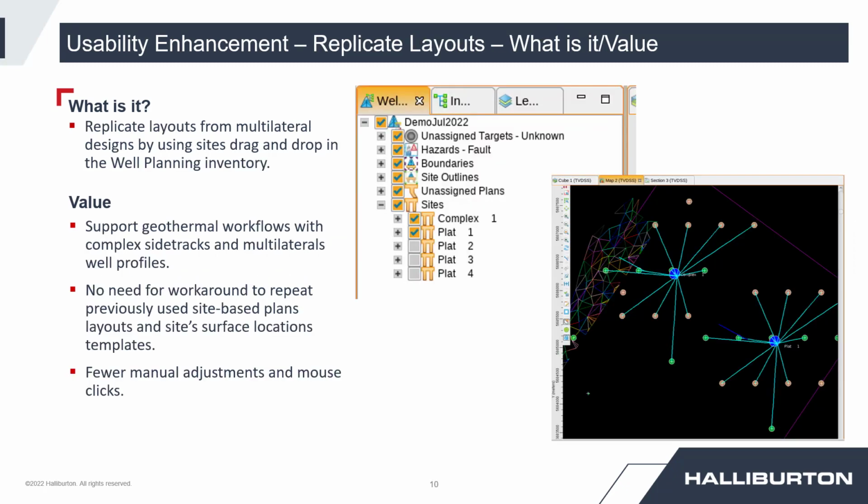The ability to replicate layouts from multilateral designs has been implemented in this version. Users just have to drag and drop plans populated sites into blank sites in the well planning inventory. This new addition supports geothermal workflows with complex site tracks and multilateral well profiles. Also, this feature eliminates the need for workarounds to repeat previously used site-based plans layout and site surface locations templates. Fewer manual adjustments and mouse clicks are required to accomplish this task.